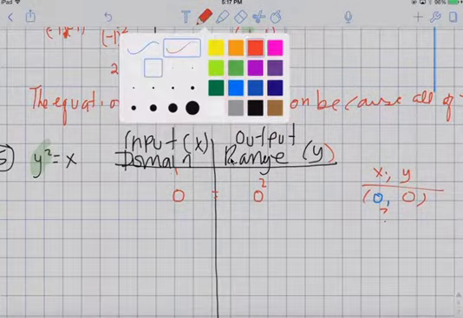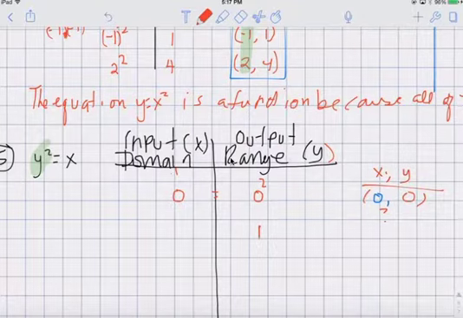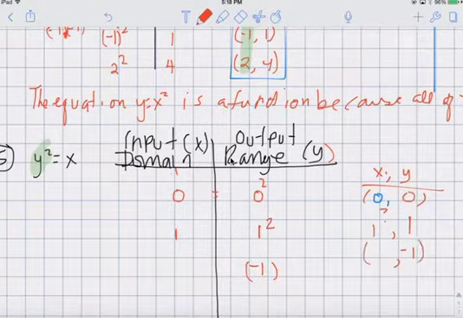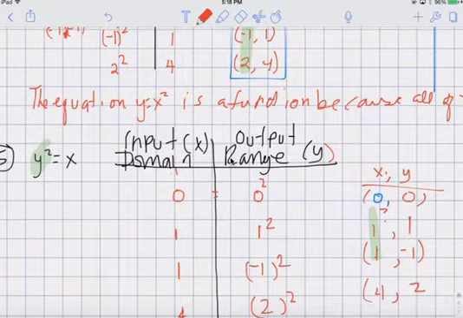Let's pick 1 for your y. Find your x, you square it. It's also 1. Let's pick a negative 1 for your range. And then that squared is a positive 1. Notice the domain is the same automatically. Not a function. The last one, let's say we pick 2. 2 squared is 4. The domain is 4.